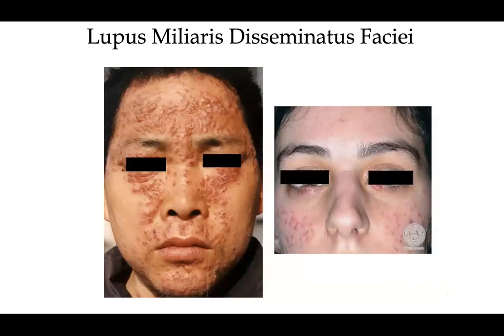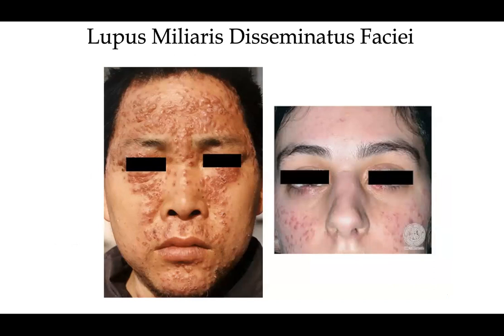Again, the picture on the left, you might be thinking of a granulomatous rosacea. These kind of monomorphic papules and nodules coalescing into plaques. However, this looks even more robust. However, without a biopsy, it's going to be really difficult to say what's going on.